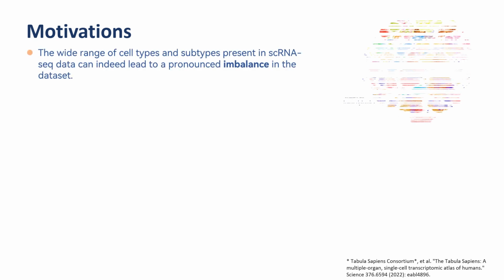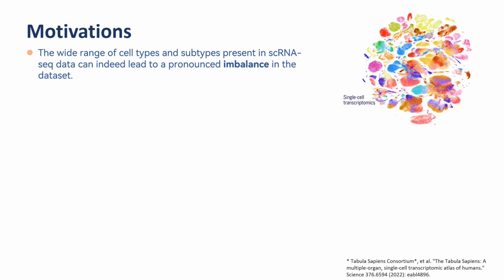The motivations are divided into two aspects. First is data imbalance. The wide range of cell types and subtypes can indeed lead to a pronounced imbalance. It's necessary to consider the potential implications of imbalance.